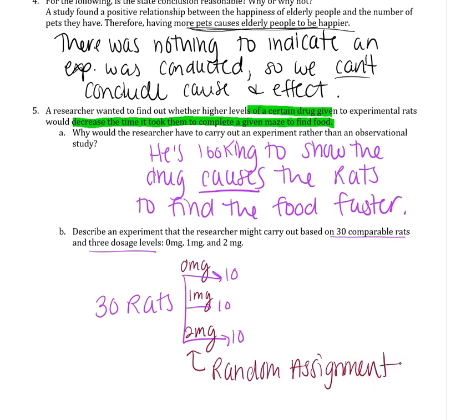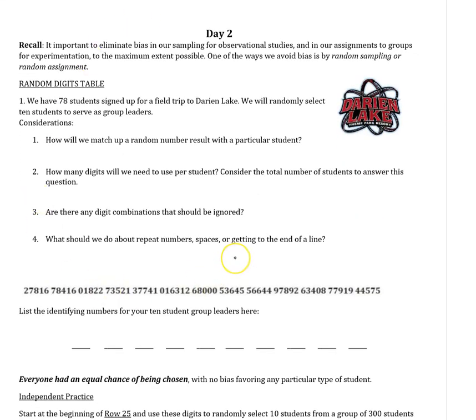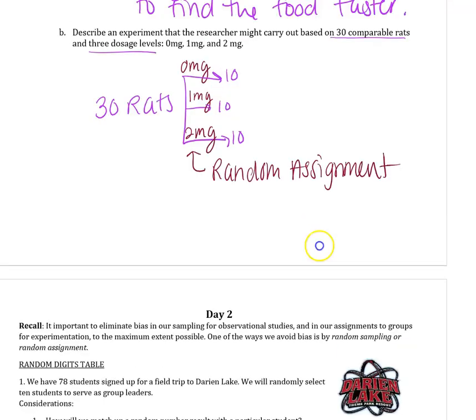It could be something like flipping a coin. 2 heads gets you in the first group, 2 tails gets you in the second group, and a head and a tail gets you into the third group. Or we can employ something like each rat is assigned a random digit, and then we use the random digit table to decide who goes where. The whole idea of random digit tables we'll actually get into tomorrow by breaking up students into groups for a field trip to Darien Lake. And no, you're not going to Darien Lake. Kind of sounded like we were going to, but in theory, how could we break up kids to go on a field trip to Darien Lake?